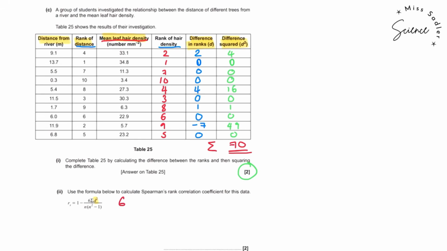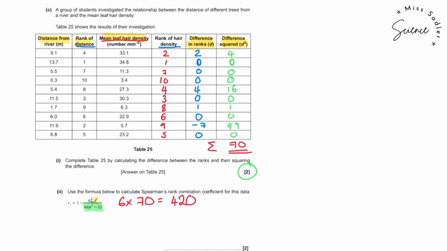So just to show you here, we're going to do 6 times the sum of d squared, which is 70, and that is 420. The next part of this equation that we need to work out, if I just show you this here, is n, then n squared minus 1.